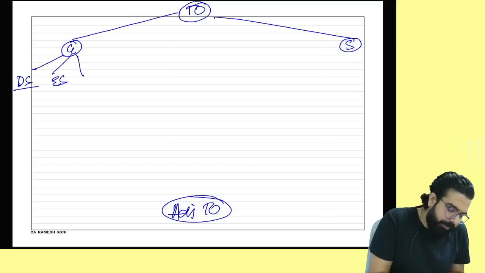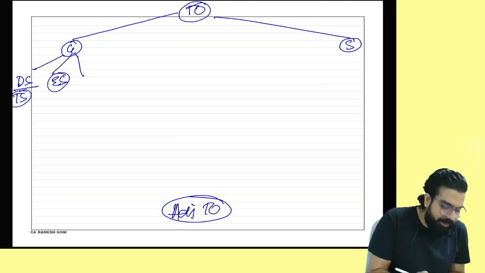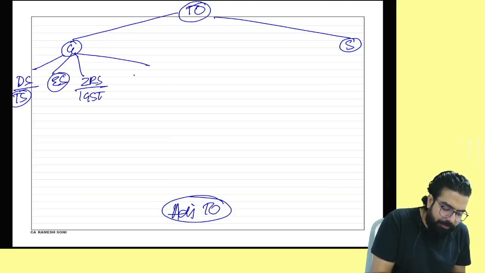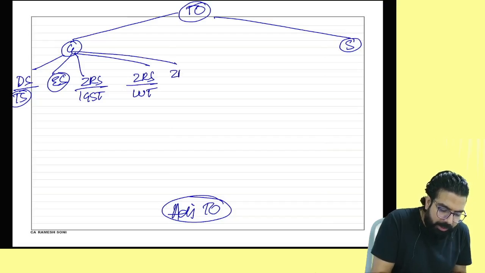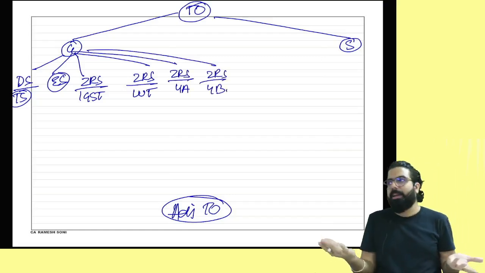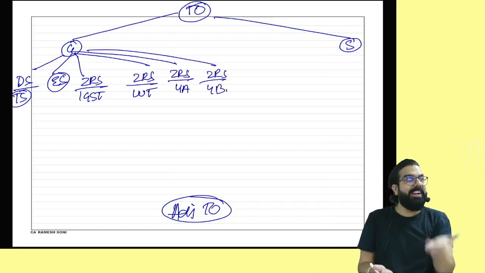Turnover can have domestic supply which are taxable supply, domestic supply which are exempt supply. Turnover can have zero rated supply under IGST payment. Turnover can have zero rated supply under LUT. Turnover can have zero rated supply under 4A. Turnover can have zero rated supply under 4B. Please tell me, can it have? Did you remember the right side?